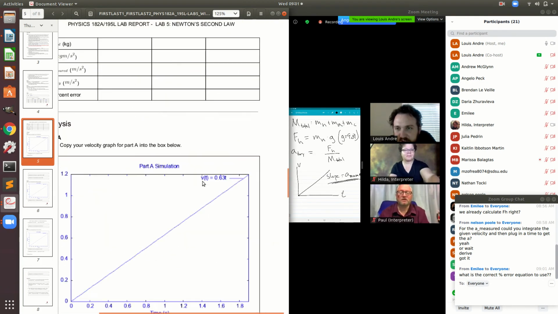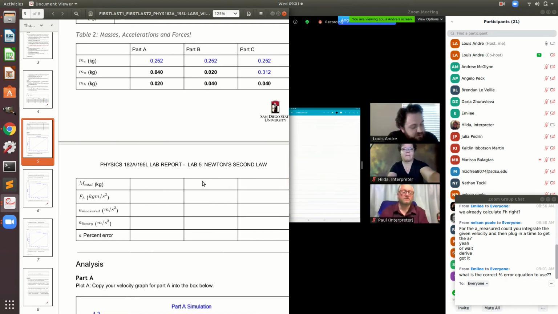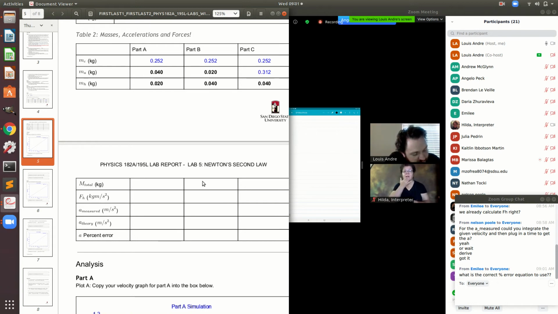Okay, as far as the percent error, it doesn't want percent error. Is it? Yeah. So as far as percent error goes, you're going to do A. Is it between the A's, right? Yeah. A measured minus A theory over A theory times 100. Okay? That's the one we're going to use. All right, and I'll be right back.